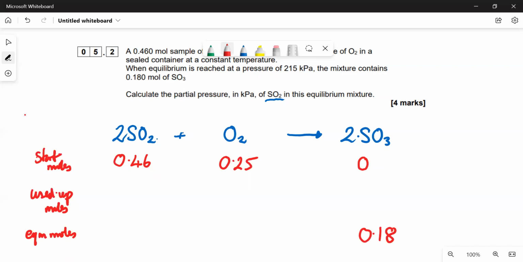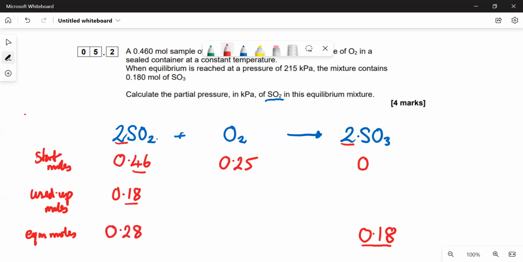Got 0.18 of SO3 there. So now, if we formed that many moles, 0.18 of SO3, that means we must have used up that many moles of SO2, since 2 moles of SO2 gives us 2 moles of SO3. So I'm going to put 0.18 there. So how many moles of SO2 do we have at the end? Well, you've got to subtract 0.18 from 0.46. That gives you 0.28 there.